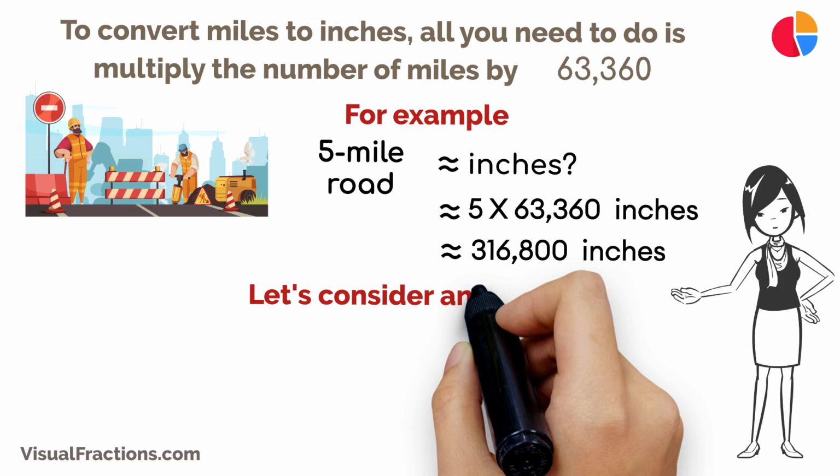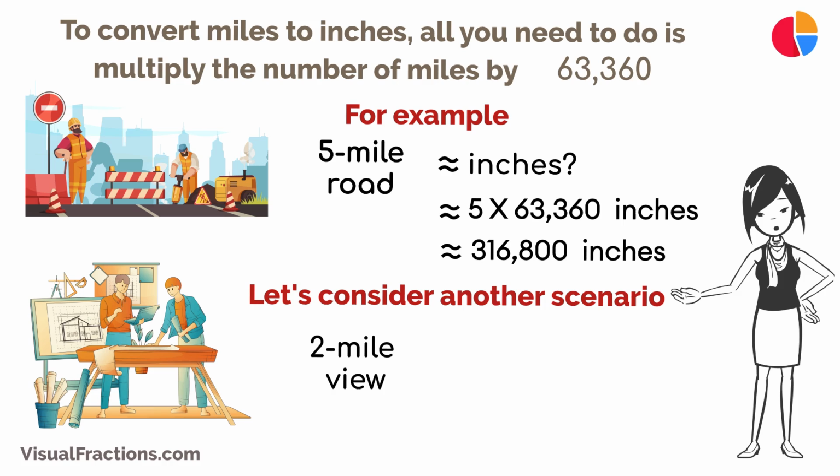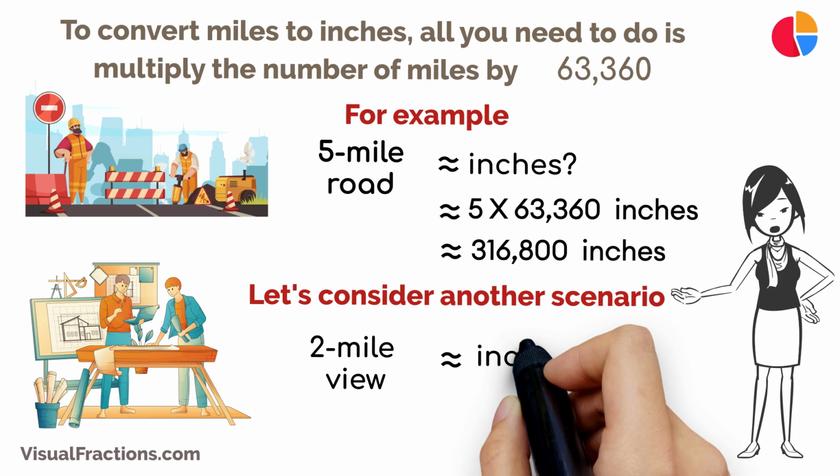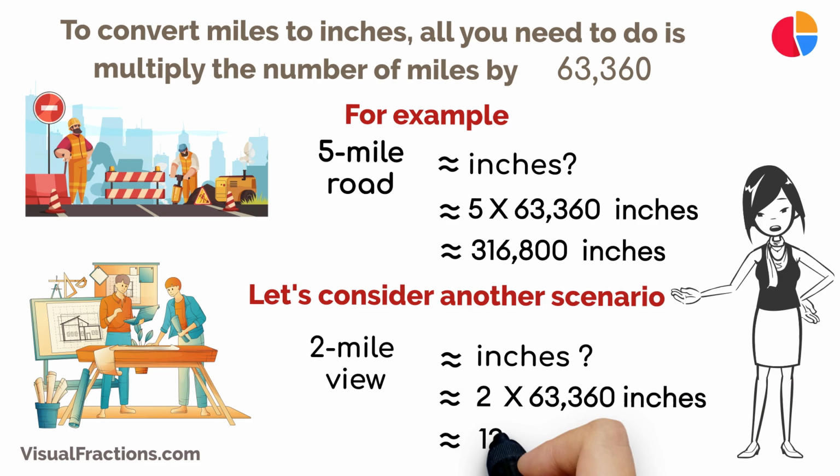Let's consider another scenario. If you're an architect designing a building with a 2-mile view, converting it to inches is straightforward. Just multiply 2 miles by 63,360 to get 126,720 inches. And there you have it.